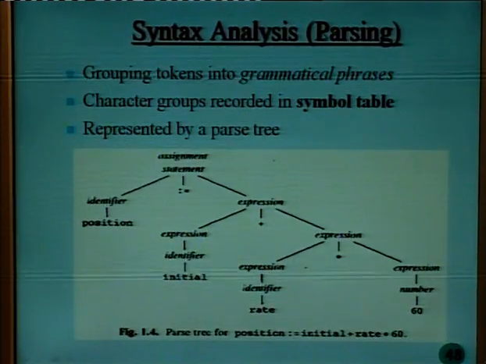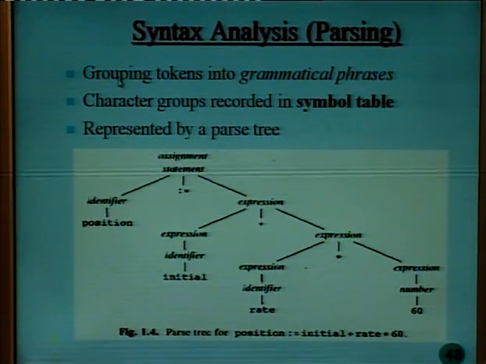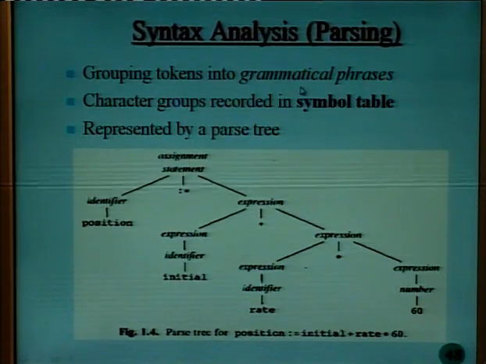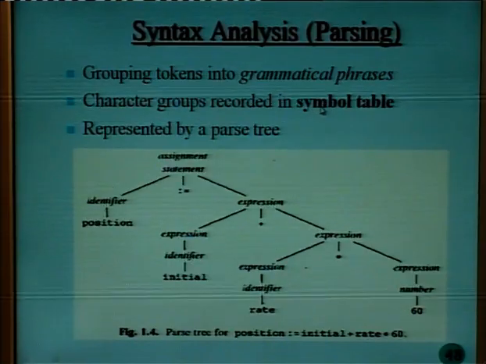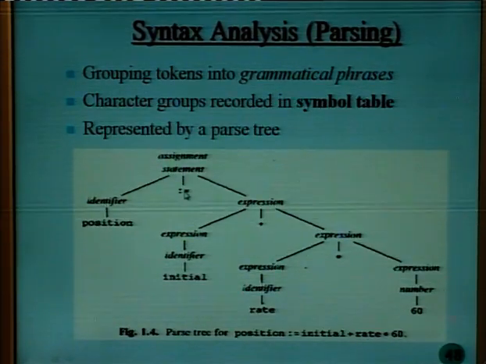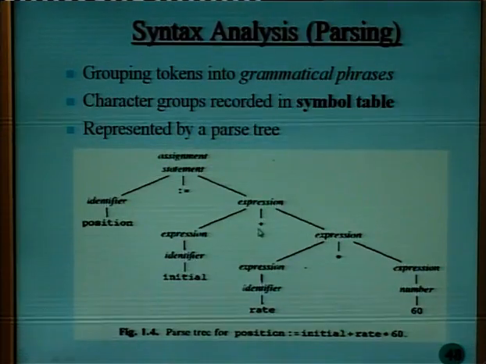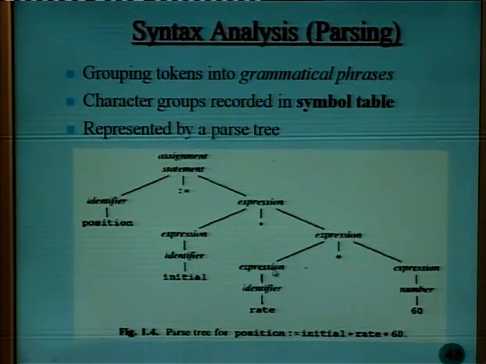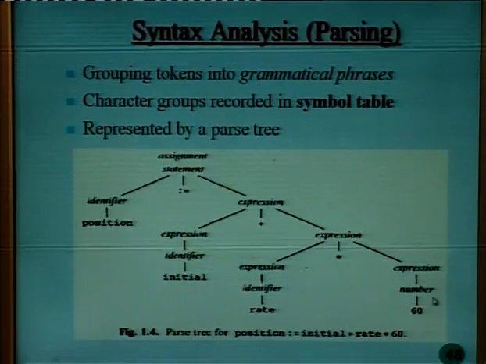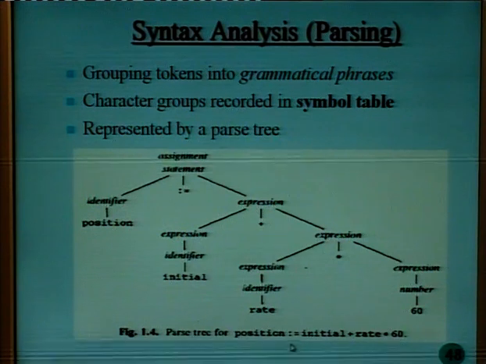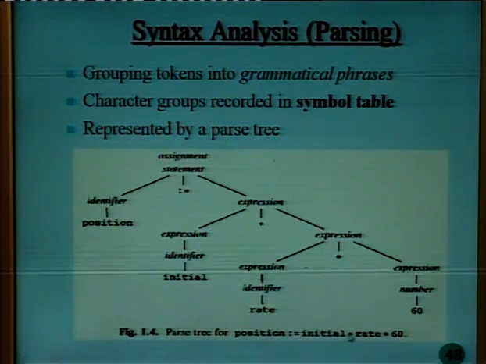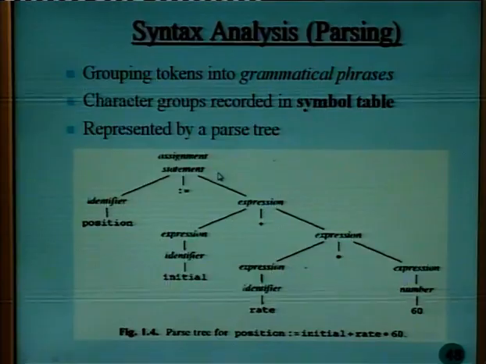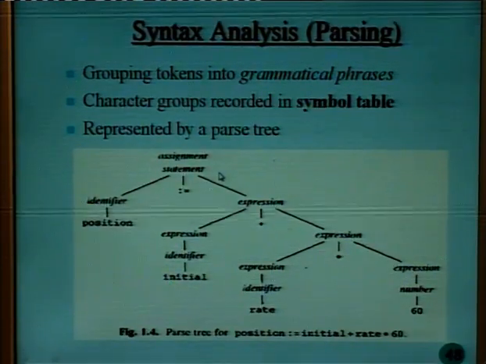Then syntax analysis, this is the parsing, and this phase divides the tokens into the form of a parse tree. So grouping into grammatical phrases, character groups according to what is recorded in the symbol table. Like an assignment statement, we have the identifier position, then the expression, where we add: the expression identifier initial, then the expression multiplication, then the expression identifier rate, and the expression number 60. So this is the parse tree for the position assignment, initial plus rate times 60. This is the parsing of the output of the lexical analysis phase.